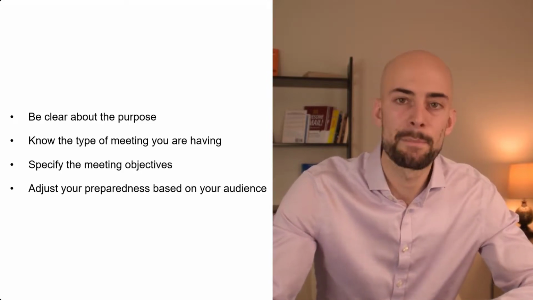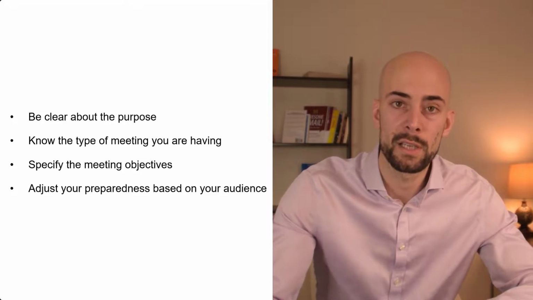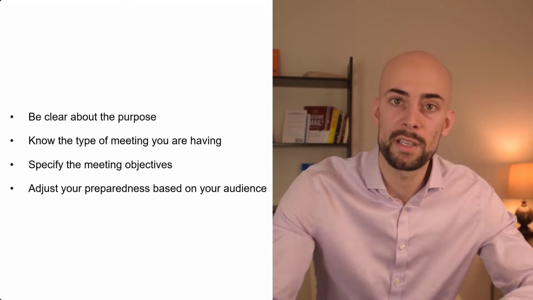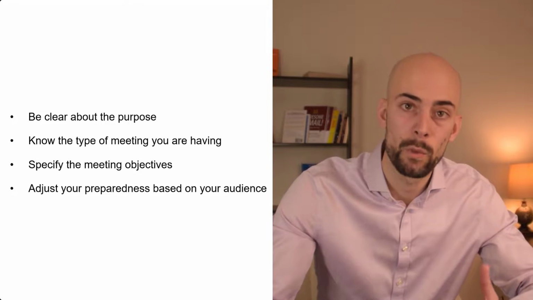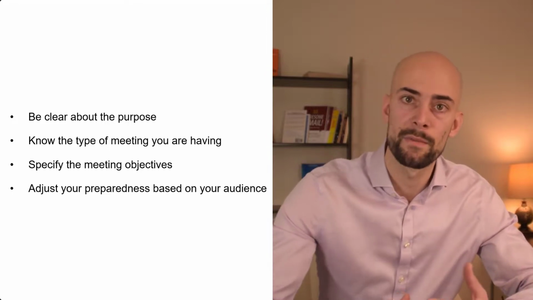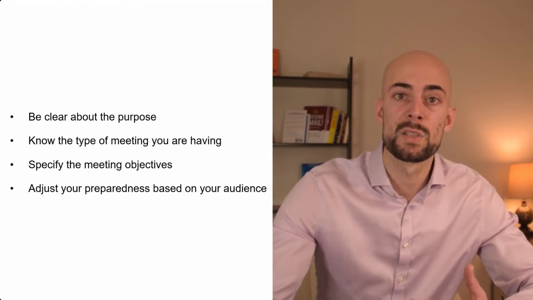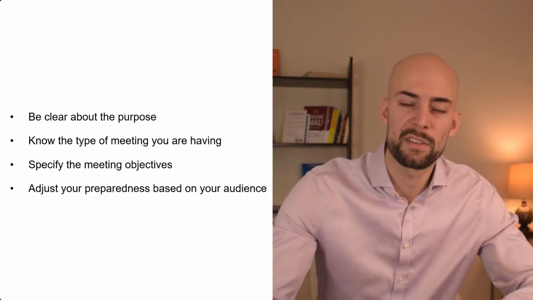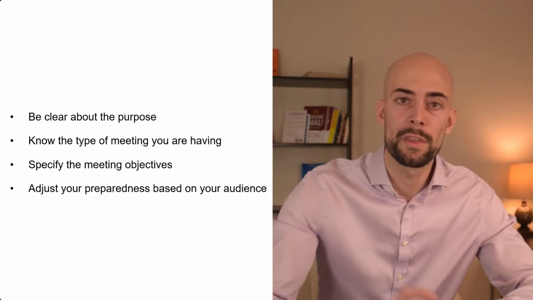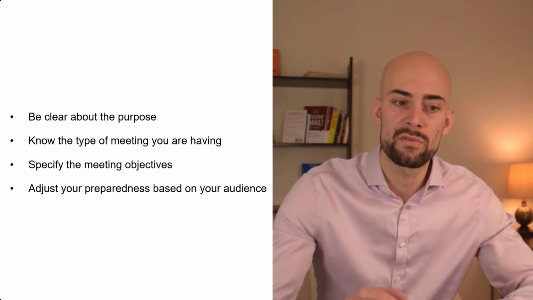Knowing the type of meeting you're having is important. It helps you clarify the purpose, and it helps the audience be on the same page. Is it to inform? Is it to discuss? Is it to decide? And then lastly, specifying the meeting objectives, being really, really crisp. We talked about the University of California example, which I think is really helpful.